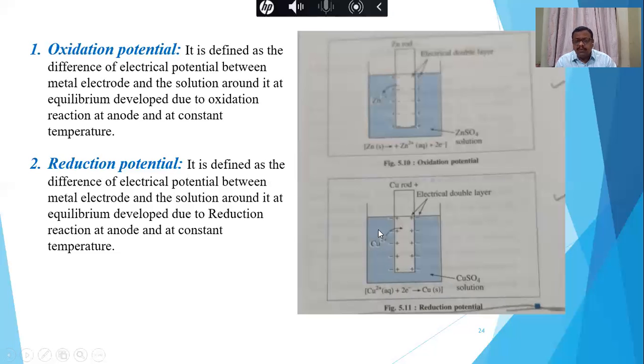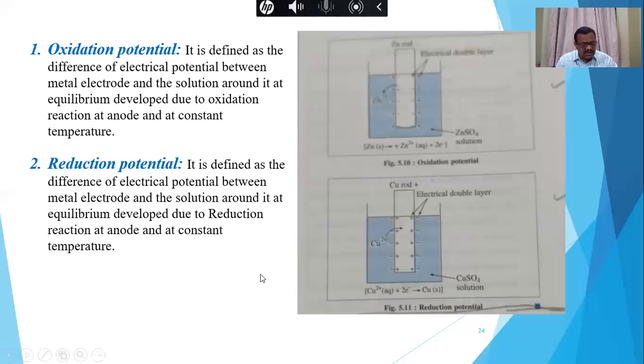This copper rod forms a positive charge on itself, and the negative ions in the solution gather around the copper rod, and there is formation of an electrical double layer. This electrical double layer is due to reduction potential. So the oxidation potential is a positive potential, and the reduction potential is sometimes also called a negative potential.